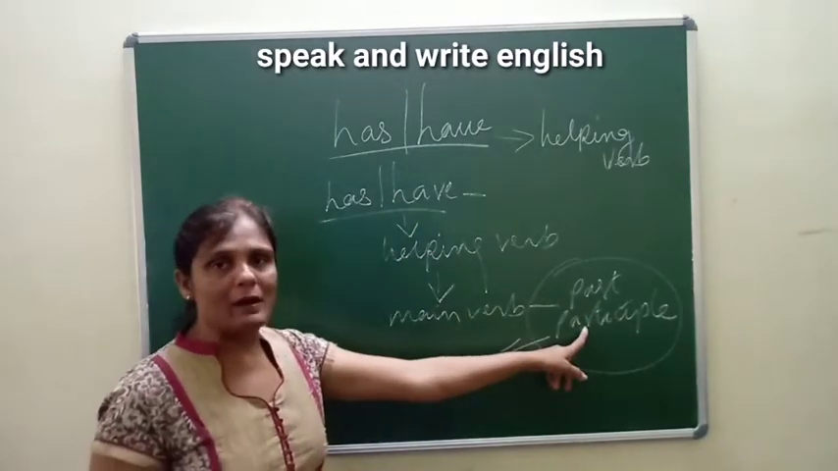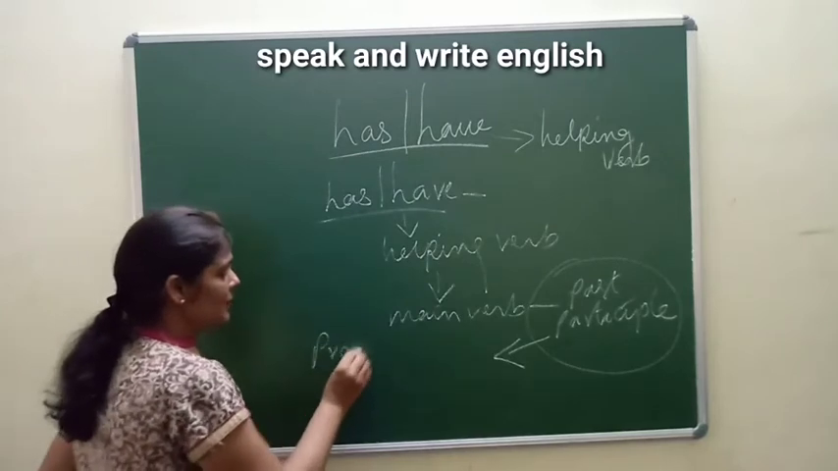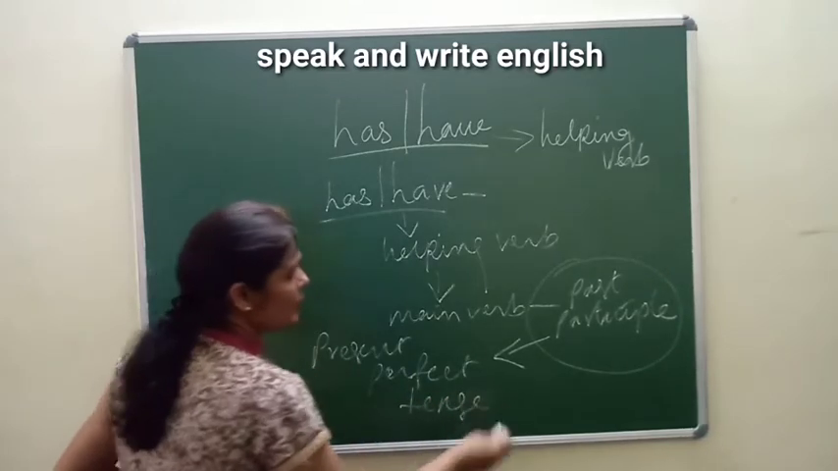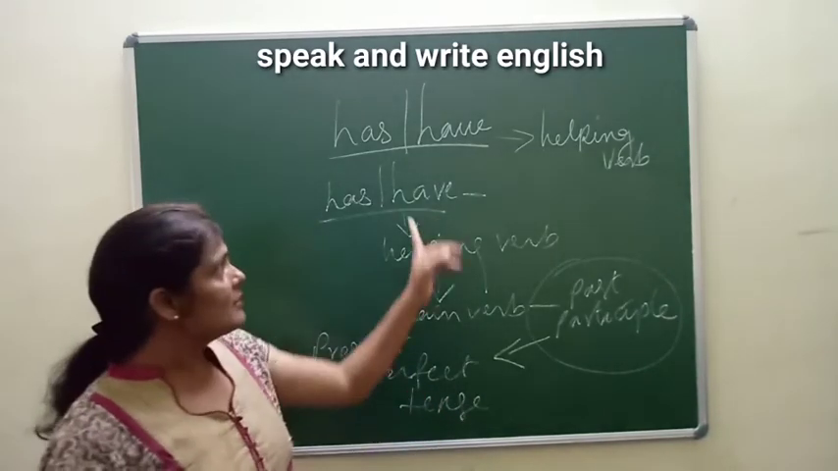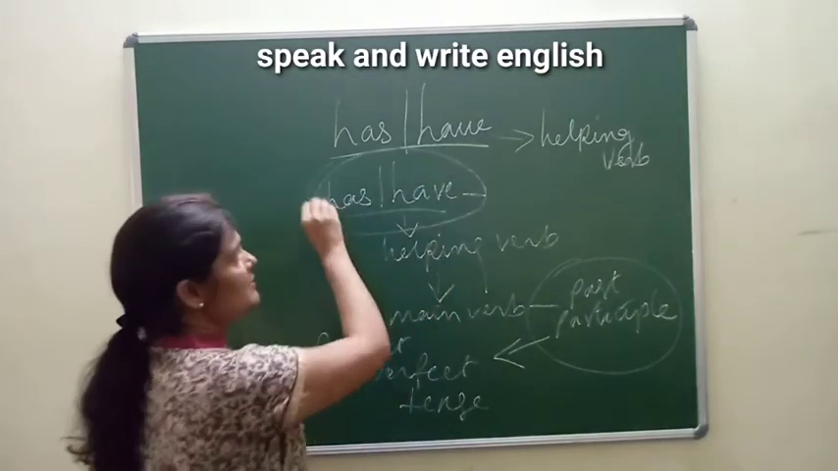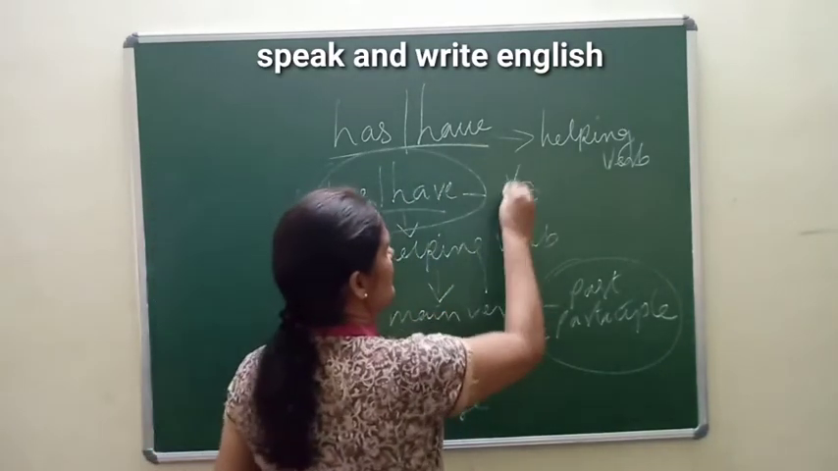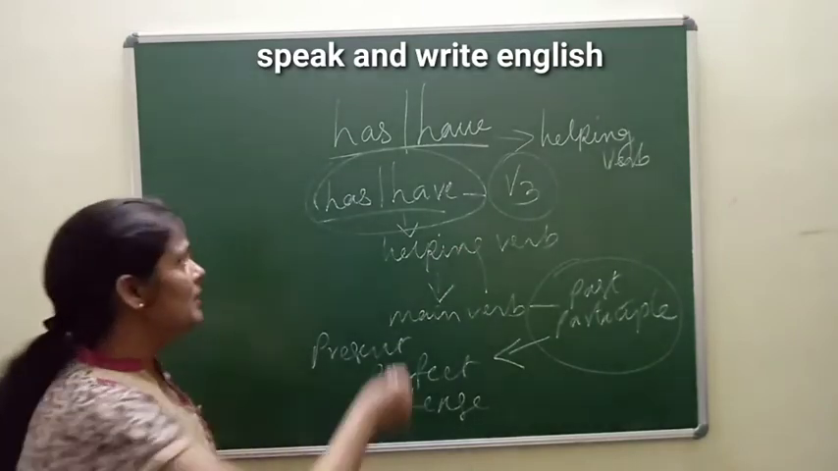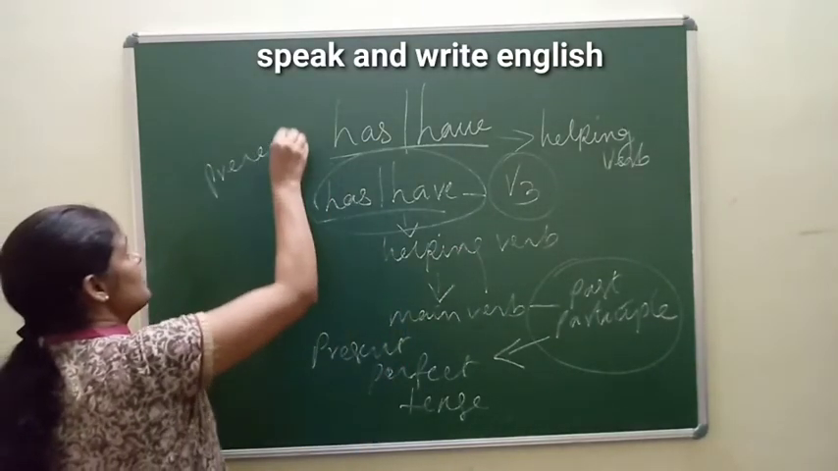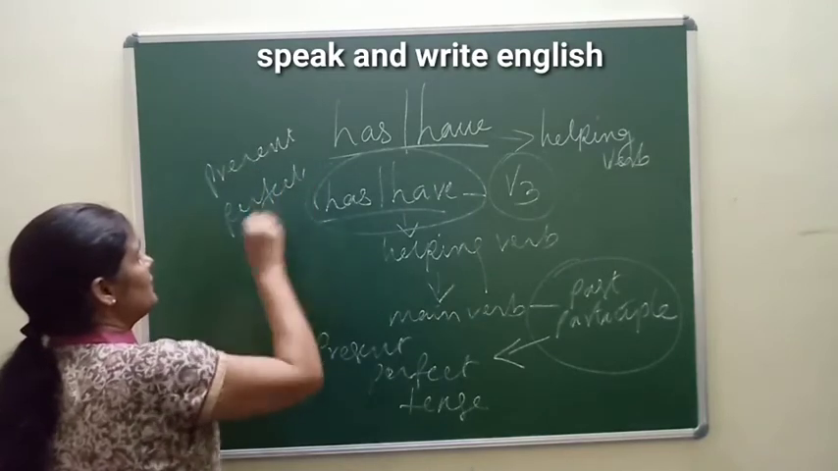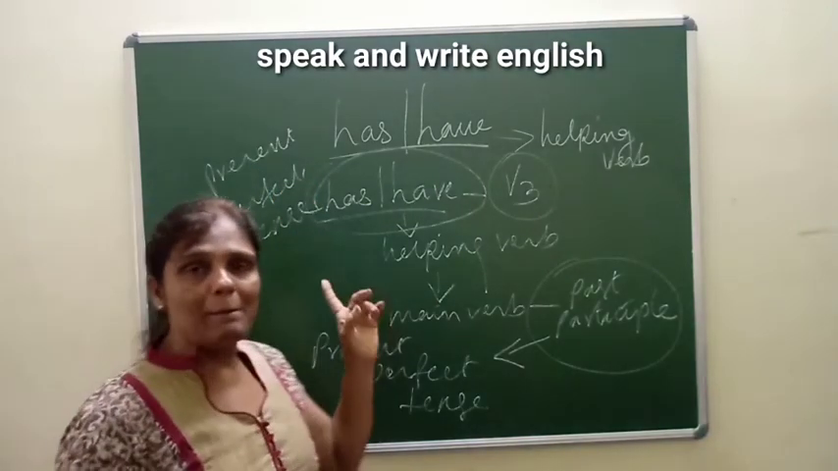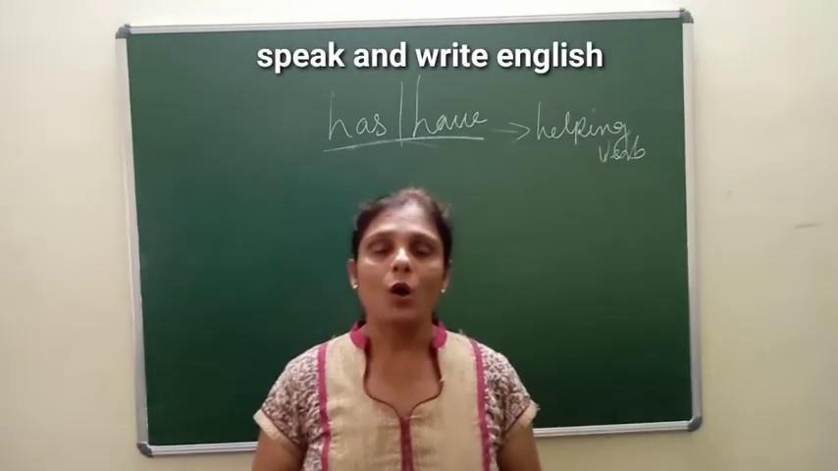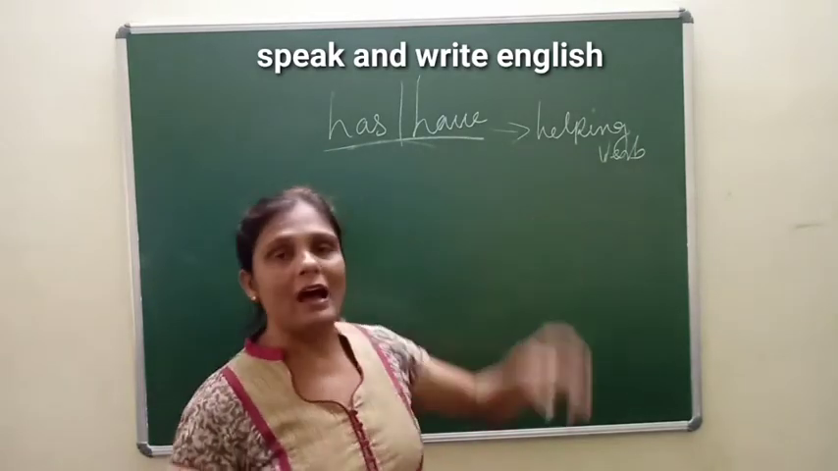And when the main verb takes a past participle form, with has, have and the past participle form, the tense is the present perfect tense. So what is the tense? Present perfect tense. So you need to make use of the word has and have followed with the V3, that is a main verb in the past participle form. The sentence will be in the present perfect tense. Now the question is where to make use of the words has and have.